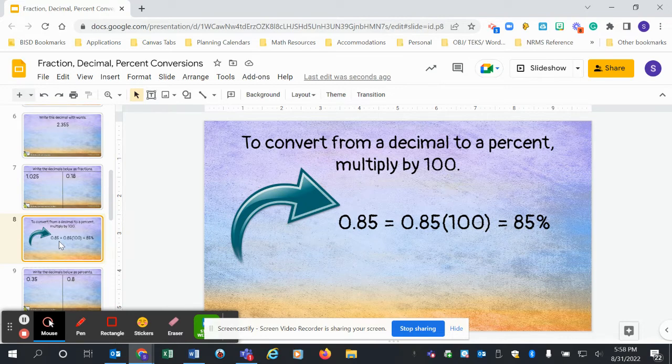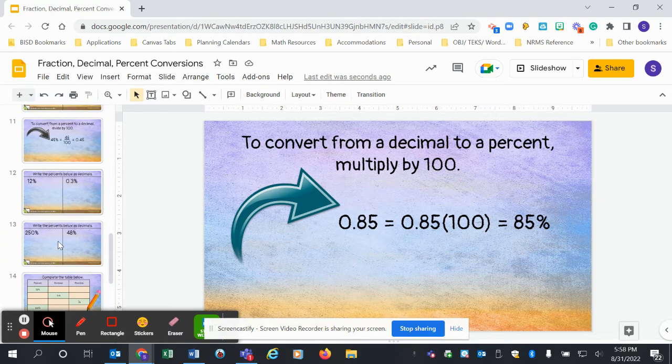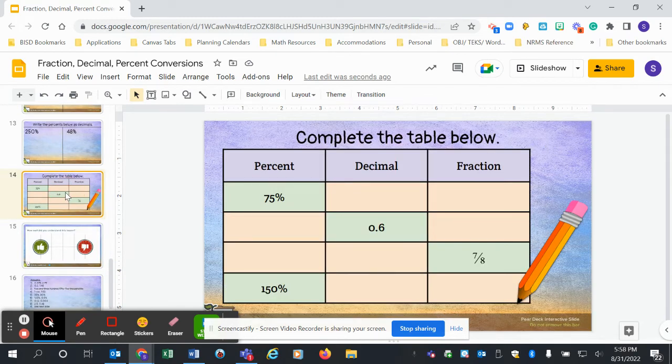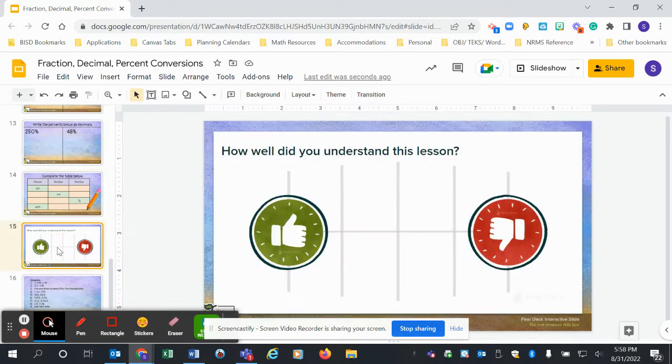And then remember to convert a decimal to a percent. We multiply by 100 using our calculators, or we can just move the decimal 2 places to the right. You can also complete the table. This is similar to what we have in our journals.